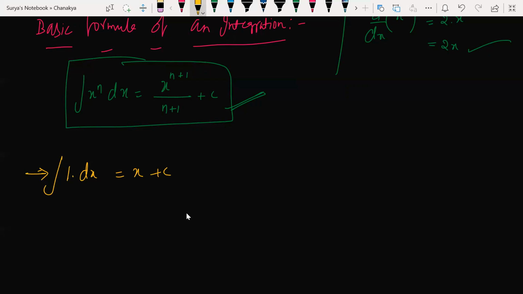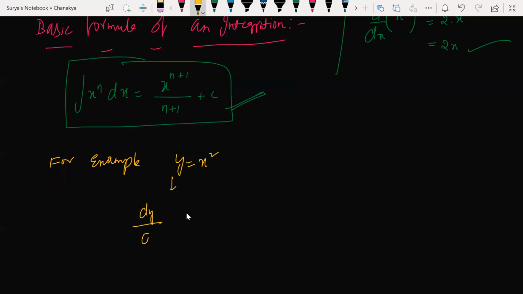Sir, what is this c actually? Why are we getting this c? I'll tell you. First of all, let me give a simple example. Any function you take, beta. For example, I'm just giving you a function y is equal to x square. Now I'm differentiating this. How do you differentiate? dy by dx. The meaning of this is differentiating the given function with respect to x. That is 2x.